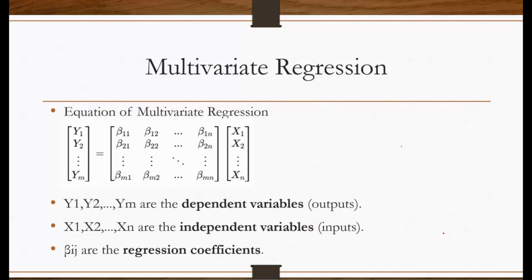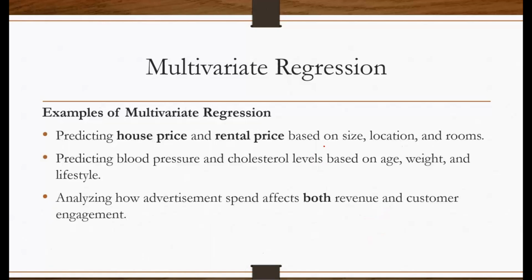We can see the equation here. So this can be written like this. The relation between the dependent variables and independent variables, the equation of multivariate regression, is represented by vectors, arrays. The variables are represented as arrays or vectors. So y1, y2 are the dependent variables, x1, x2 are the independent variables, and all the betas are the regression coefficients. Okay, so this is the equation and definition of multivariate regression.